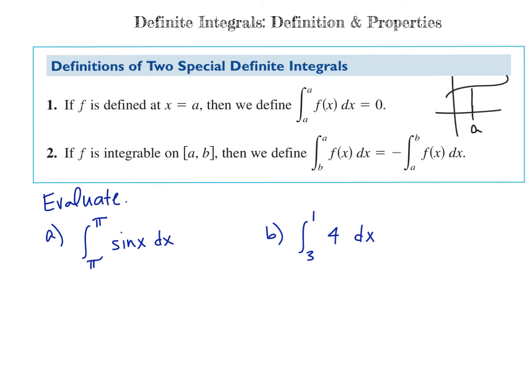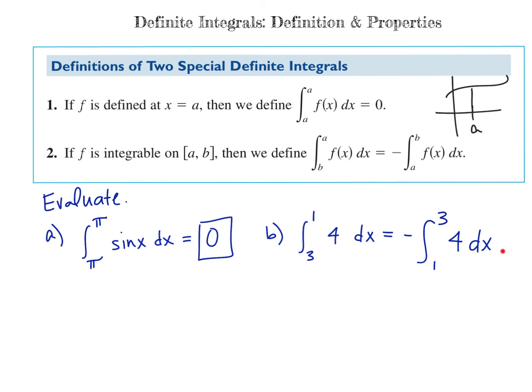Let's take a look at what this means. In part A, we want to evaluate the definite integral from pi to pi of sine of x dx. Because our upper and lower limits of integration are the same, by our property, this equals 0. Then in part B, we want to evaluate from 3 to 1, which doesn't really make sense. It's like going backwards. So we can use that second property to say that this is equal to the negative definite integral from 1 to 3 of 4 dx.